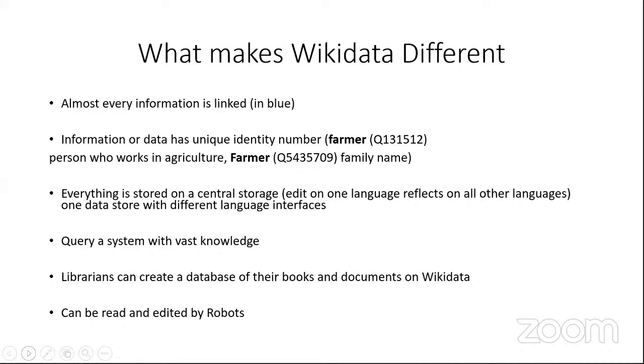Now, what makes Wikidata different from Wikipedia? Sorry. So first of all, almost every piece of information on Wikidata is linked, is in blue. If you've had the opportunity to edit on Wikidata before, or you've used it before in any other way, you will realize that every piece of information there is in blue. It's linked. And when you click on it, it's going to take you to another page that gives you more information on that particular item you clicked on.